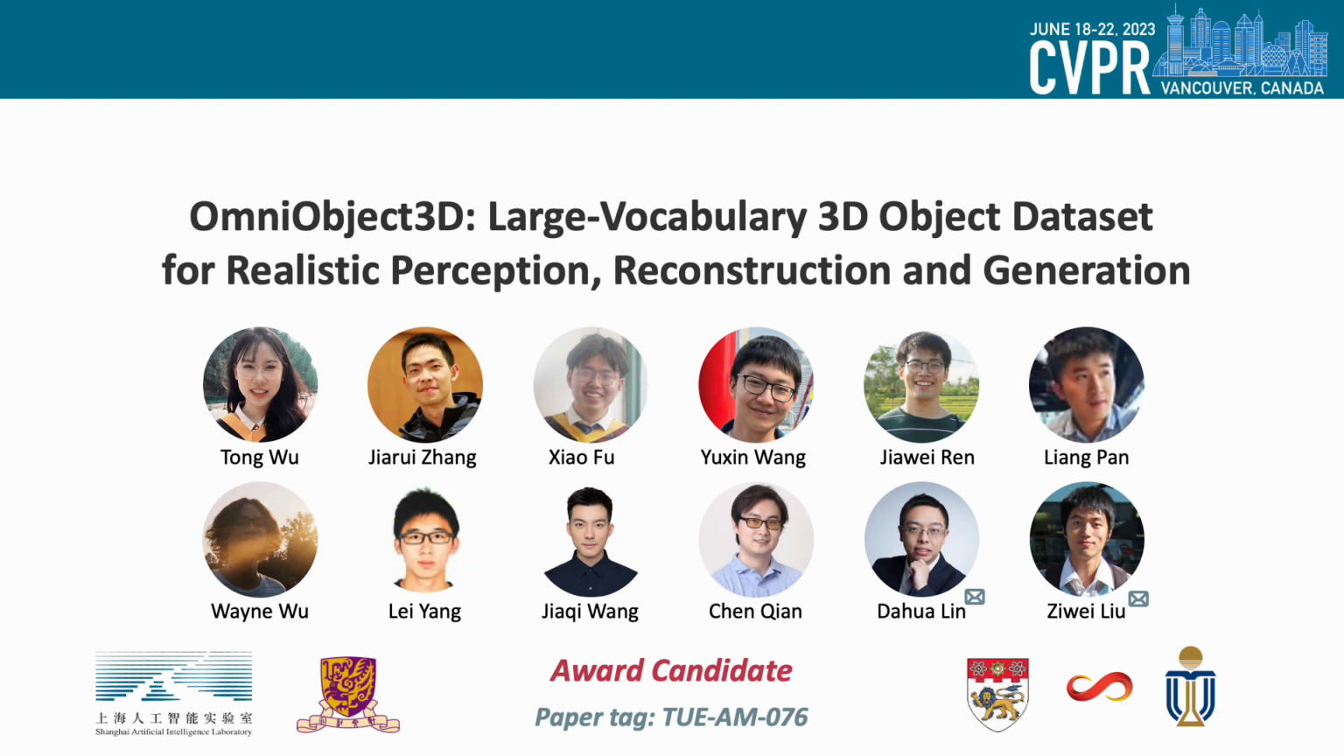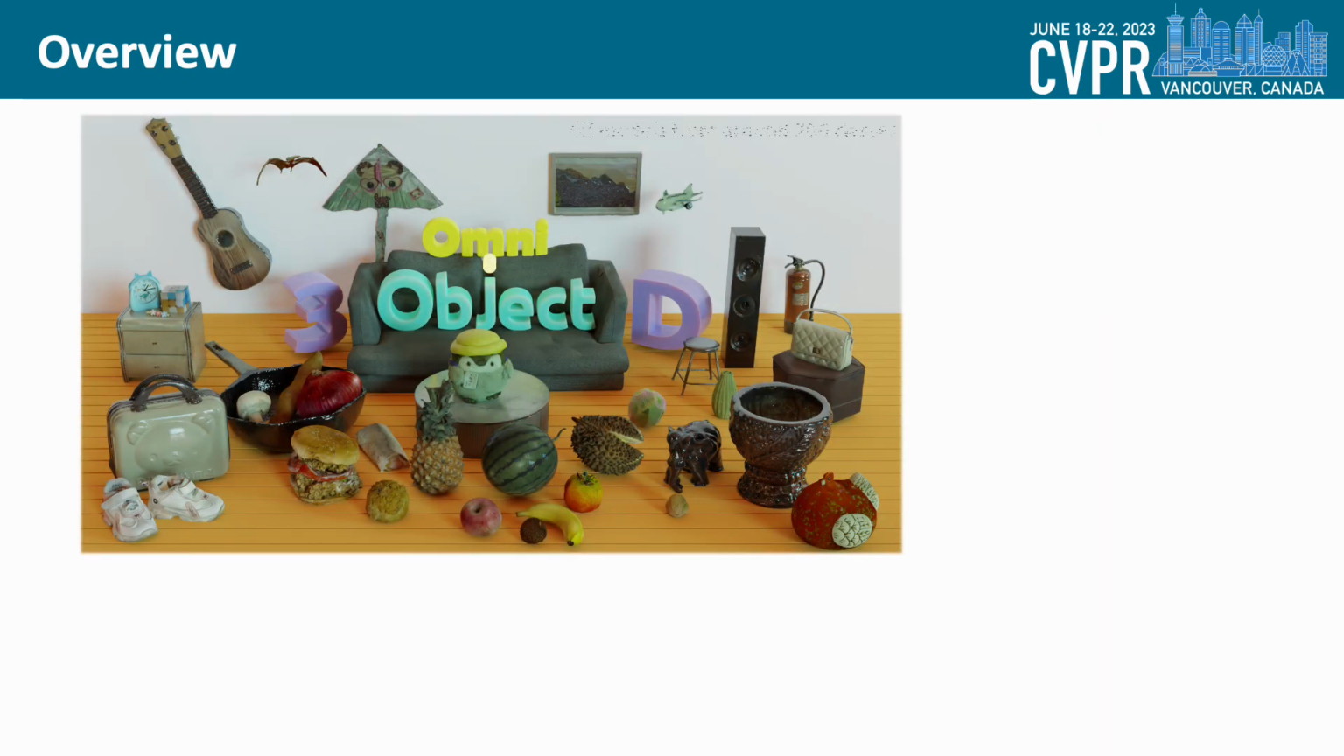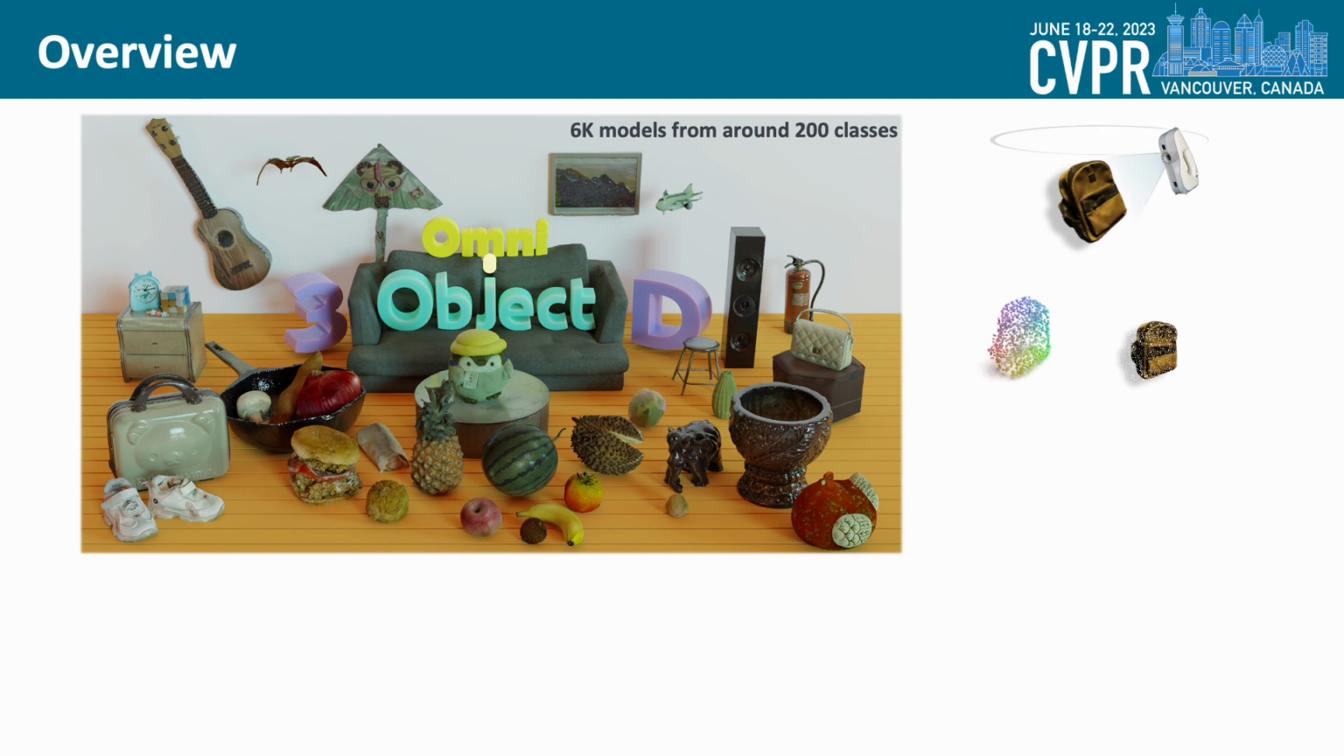We present OmniObject3D, a large vocabulary 3D object dataset for realistic perception, reconstruction, and generation. Our dataset consists of around 6,000 high-quality, real-scanned 3D objects from around 200 classes. For data collection, we utilize professional scanners to obtain a high-fidelity textured mesh of each object.